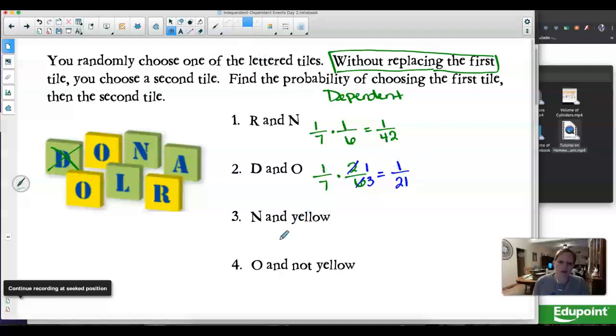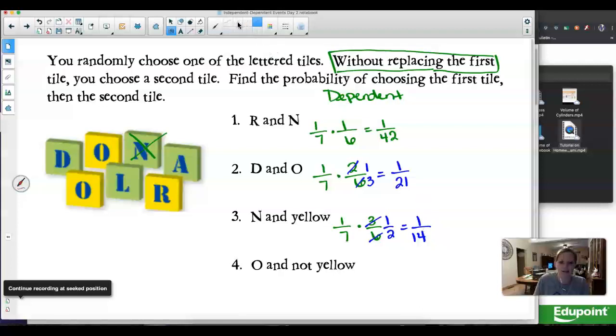Okay, let's try another one. I'm going to go back 1 second here and remember the D is back in there now. So the probability of an N is 1 out of 7. Okay, now remember the N is gone. And now the probability of picking a yellow tile. There are 3 out of the 6 that are yellow. And if we simplify again first, 3 out of 6 simplifies to 1/2. And then multiply, that's 1 out of 14.